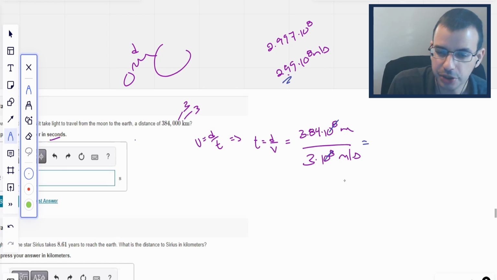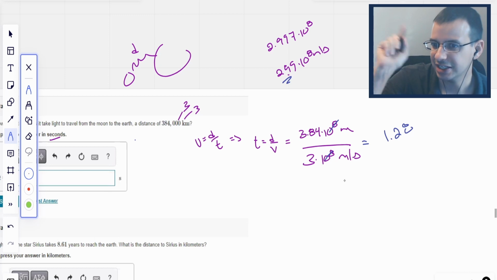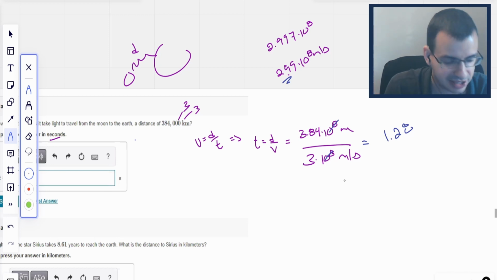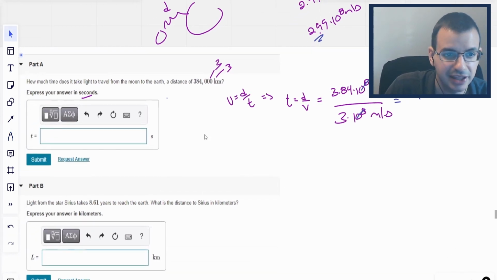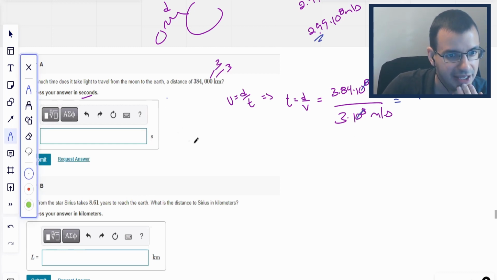Sometimes those kinds of questions will ask, if you shoot a laser beam at the moon, how long does it take to get there and back? So basically you just take this answer and you double it. So 1.28 seconds. And that's the idea that the speed of light in a vacuum is constant, about 2.99 times 10 to the 8th or 3 times 10 to the 8th meters per second.